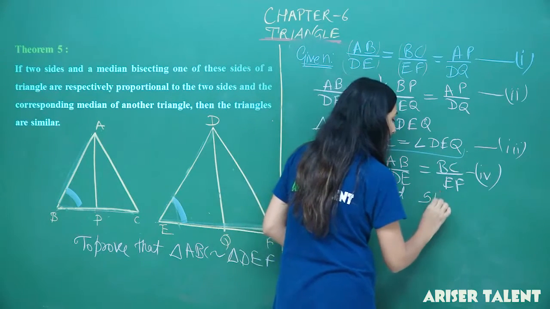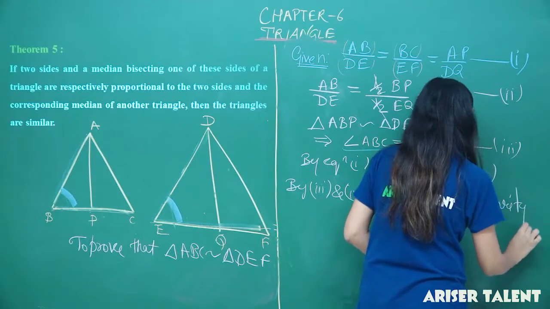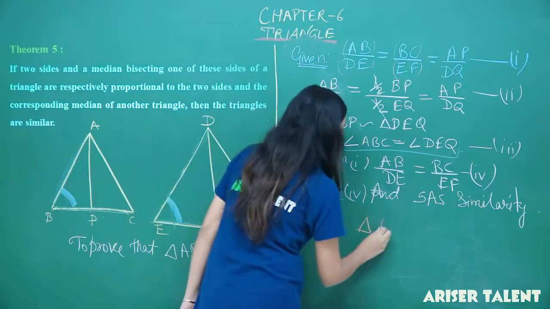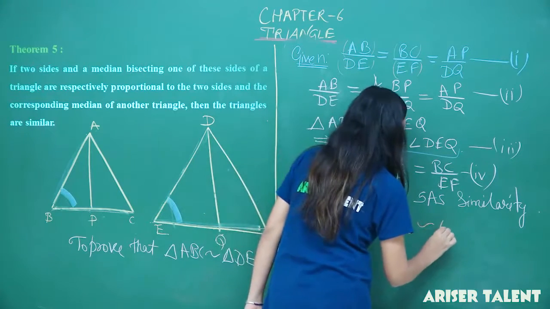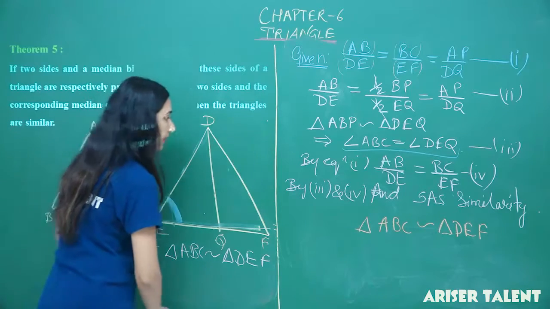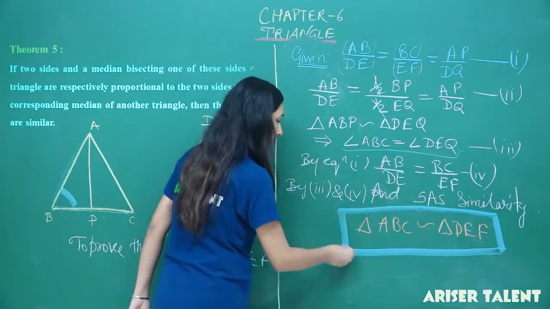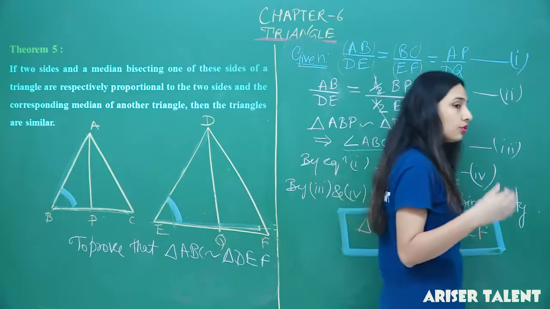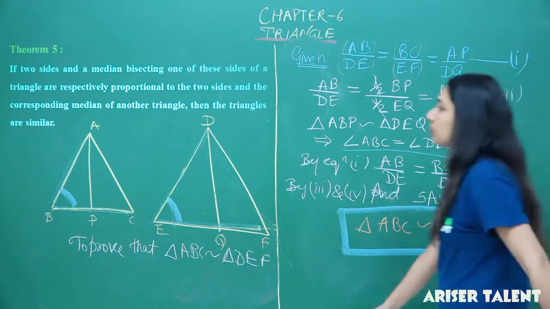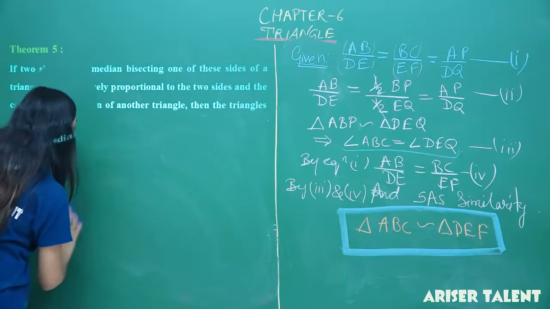side angle side similarity, we have triangle ABC similar to triangle DEF, isn't it? Right students? Okay students, so note this.